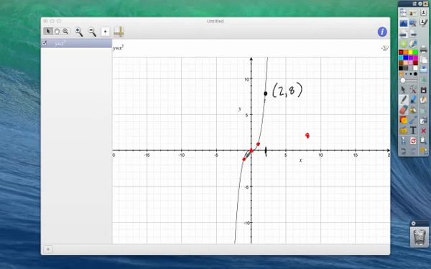Switch them. (-8, -2). So (-8, -2) goes there. Okay. Well, let's see. We said a point on the original graph is up here somewhere. It's (3, 27). When I take the inverse, what does that become? So it's way over here somewhere, right?